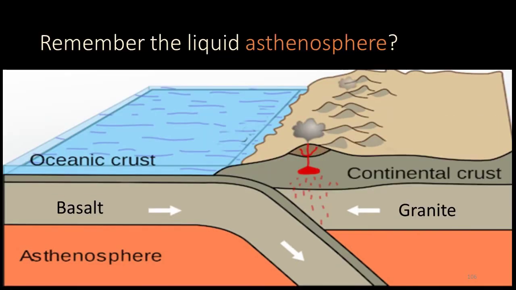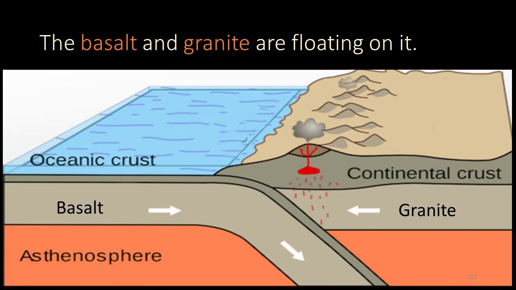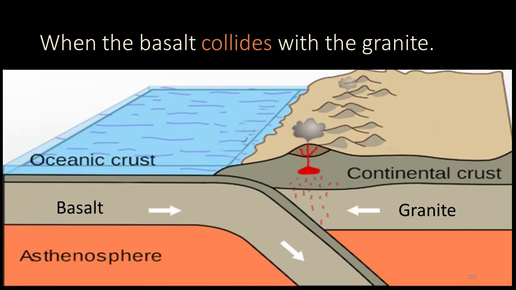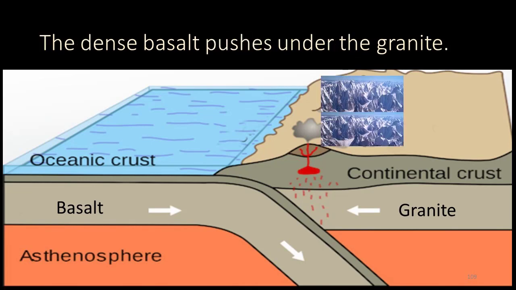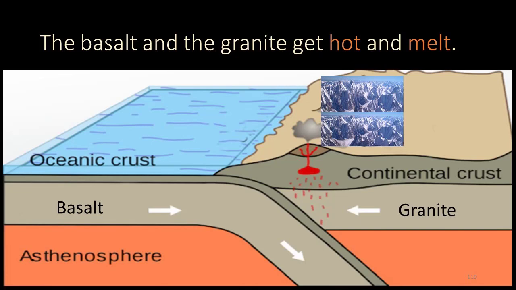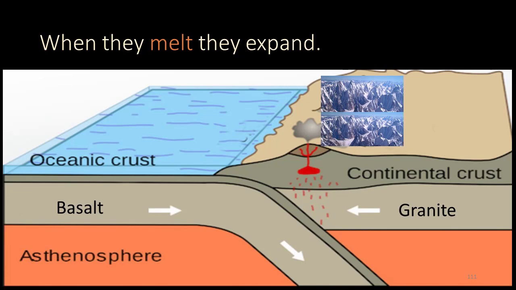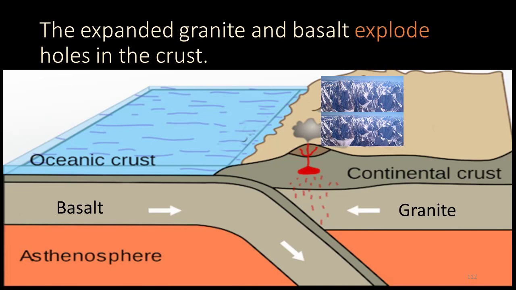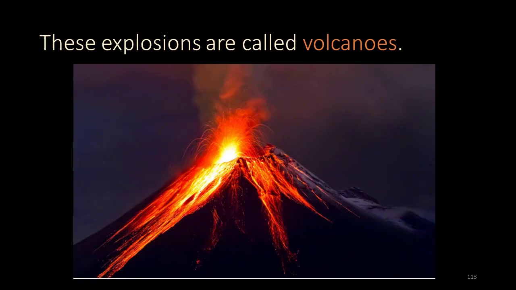Remember the liquid asthenosphere underneath the basalt and the granite crust? Both of those are floating on top of the asthenosphere. And when the basalt collides with the granite at those collision plate zones, the basalt, which is denser, pushes under the granite. The granite gets hot and melts, and when they melt, they expand. The expanded granite and basalt explode holes in the crust, and these are called volcanoes.